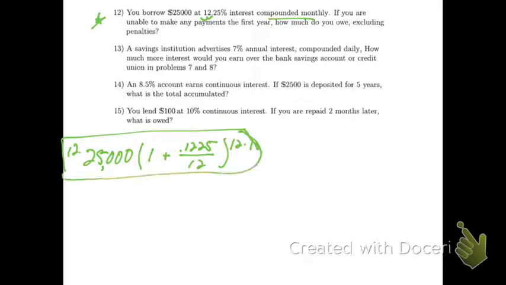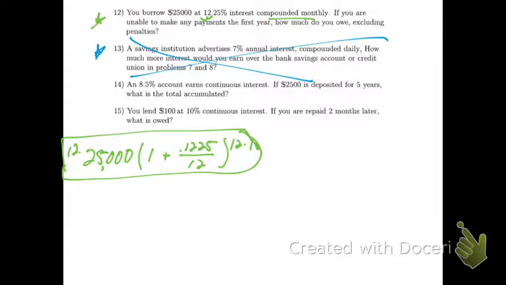Oh, ugly little box there. Sorry about that. Then, number 13. A savings institution advertises 7% annual interest compounded daily, how much more interest would you earn over the bank savings credit problems 7 and 8? I'm not going to go back. Not doing number 13. Skipping number 13.